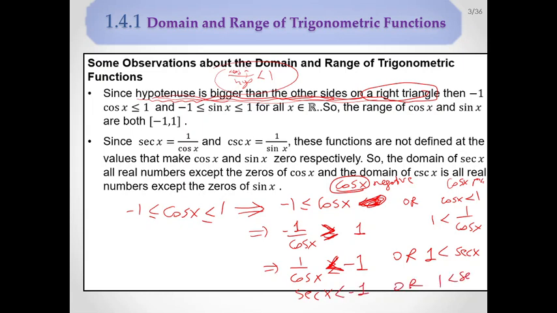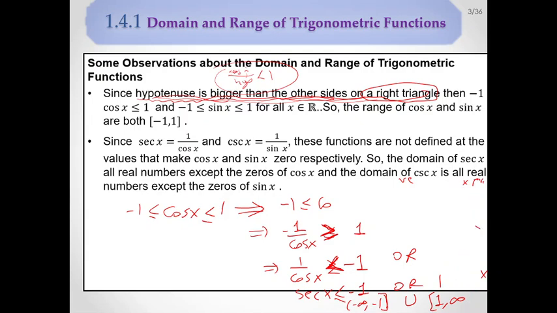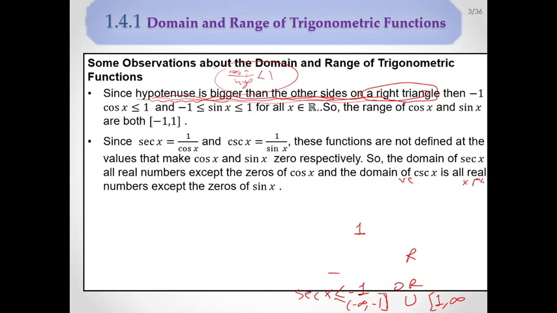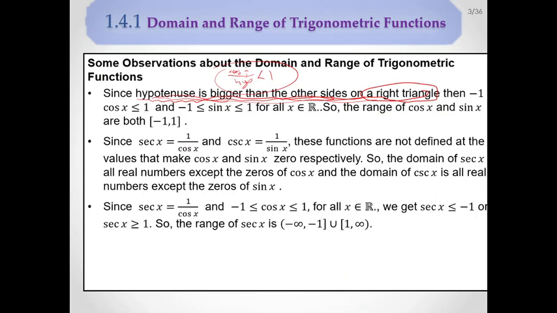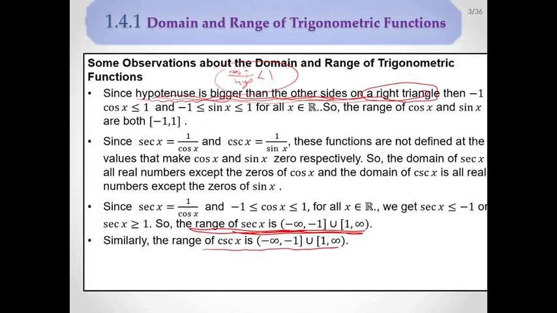So what does this mean? It's minus infinity to -1 union 1 to infinity. This is a little advanced, so it requires some attention. But if you don't want to spend time on it, it's okay. You can go forward to the table of the domains and ranges. Now this is what I wanted to tell you. The range of secant x is this one, and in the same way the range of cosecant is this one.